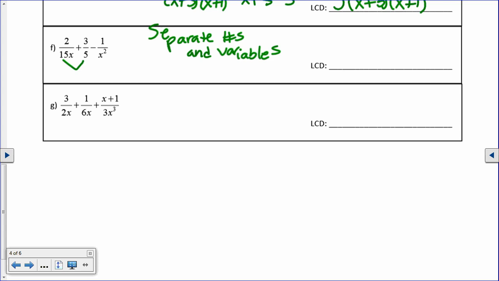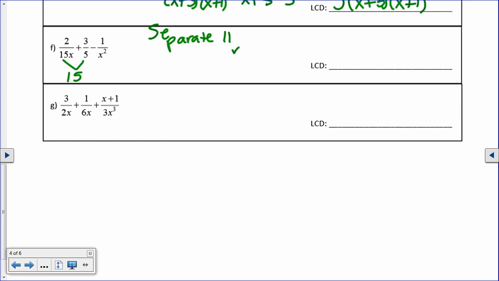So let's look at the 15 and the 5. What's the least common multiple between those two numbers? The smallest thing that they both multiply up to. 15 itself. Can't I multiply 15 times 1 and get 15? Alright, so the number part is going to be 15. That's the common multiple.